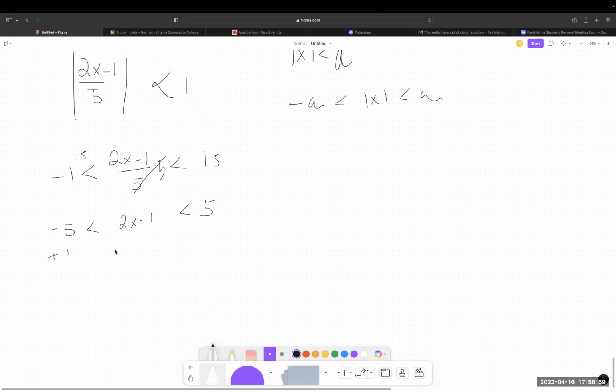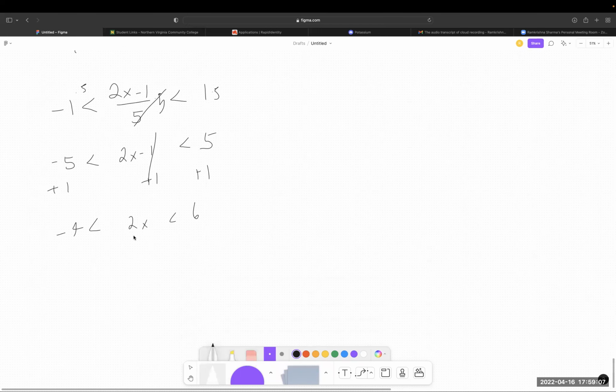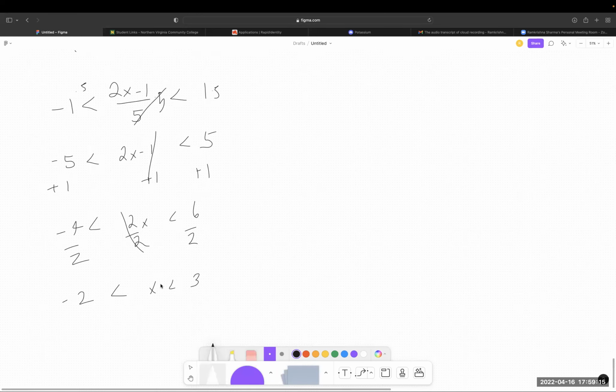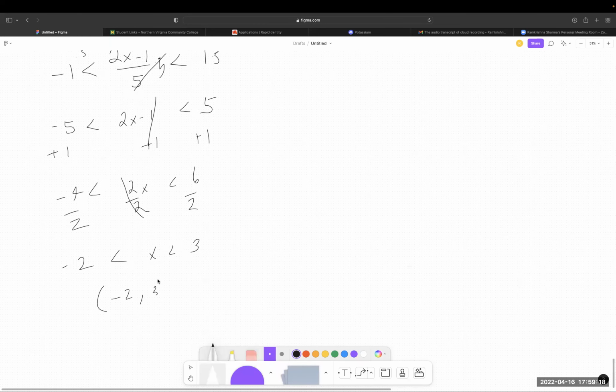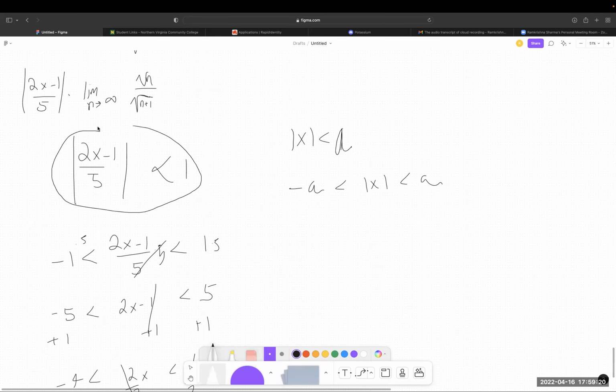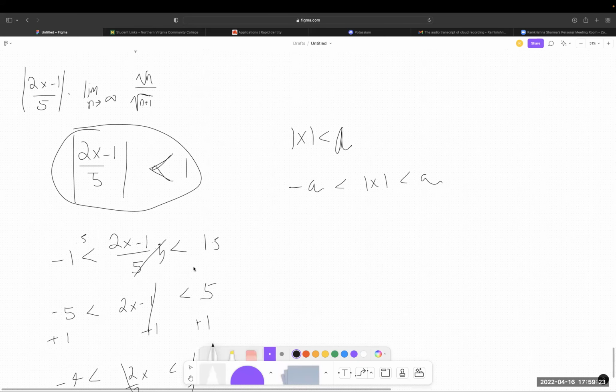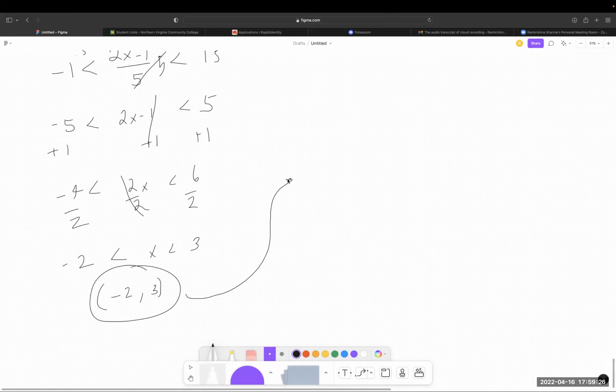Let's add 1 to everything. These cancel out. We're left with -4, 2x, 6, and then let's divide by 2. We'll divide by 2 here, here, and here. We're left with -2, x, 3. And this is our interval from -2 to 3. So it's saying that you converge when you're on this interval. But we don't know whether it's like this, whether it's like this, or whether it's like this.